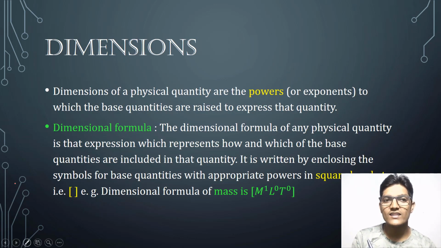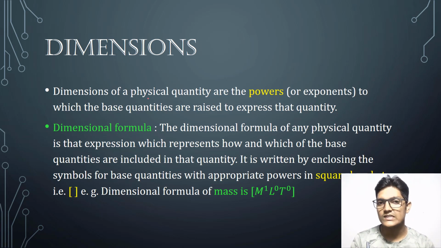Everyone, regarding the dimensions, it's a very important topic. Dimensions of a physical quantity are the powers, or we can say the exponents, to which base quantities are raised to express that quantity. I think you all have some idea about dimensions, like we represent them as M to the power something, L to the power something, and T to the power something. So what is that? These are the dimensional formula.